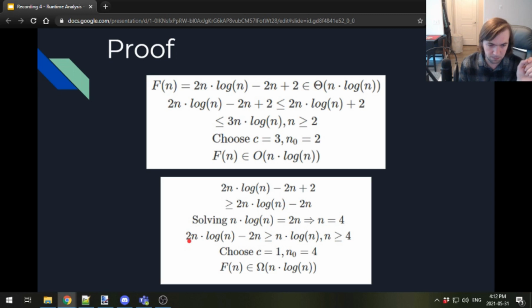All right, well, 2n log n minus 2n is going to be bigger than just straight up n log n, assuming n is at least 4. Once you've hit n is 4, then having an extra log n over here overcomes the fact that you have a negative 2n. So we just choose our constant to be 1 and our n naught to be 4, and now we've shown that our function is in big omega of n log n. And since it is in big O of n log n and big omega of n log n, we can therefore argue it is in big theta of n log n.